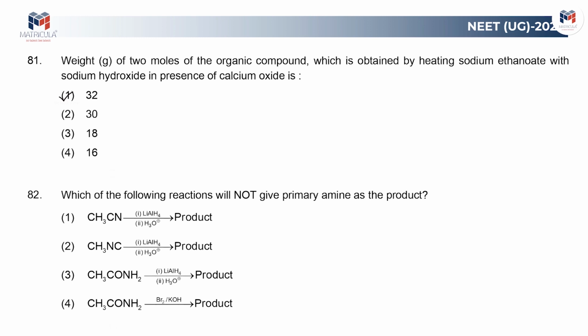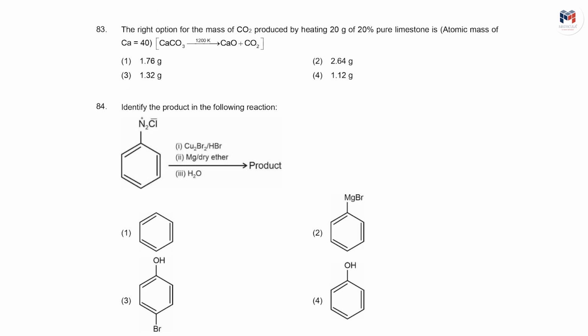Question number 82. Which of the following reactions will not give primary amine as the product? The answer is option number 2. Question number 83. The right option for the mass of carbon dioxide produced by heating 20 gram of 20% pure limestone, where atomic mass of calcium is 40, and calcium carbonate when heated at 1200 Kelvin gives calcium oxide and carbon dioxide, is, the right answer is option number 1, 1.76 gram.